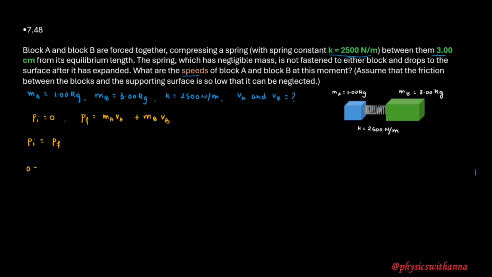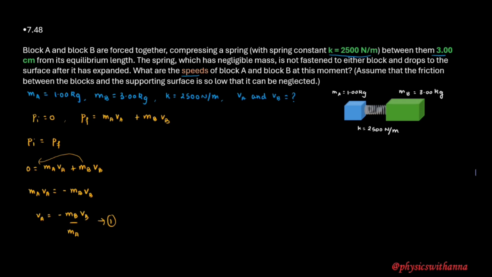So we write 0 equals MAVA plus MBVB. After we arrive here, we can rewrite this expression in terms of any one of the velocities. I will write MAVA to be equal to negative MBVB. We move this to the other side, that makes it negative. And rearranging, we can get VA as negative MBVB over MA. Let us call this equation 1.